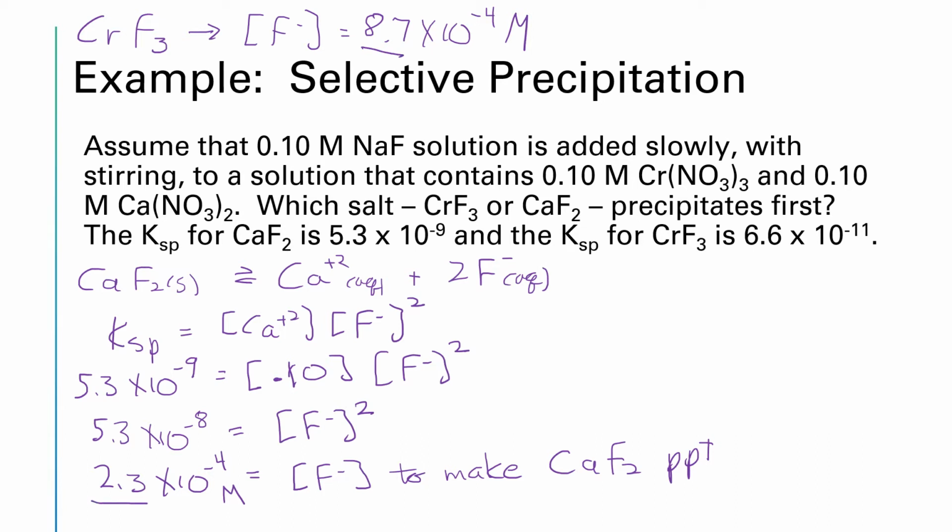So as we are gradually increasing the fluoride ion concentration by adding sodium fluoride into the beaker, the first thing that's going to start precipitating out is calcium fluoride. So let's go ahead and answer that. CaF2 precipitates first.